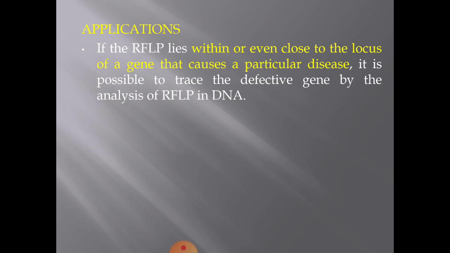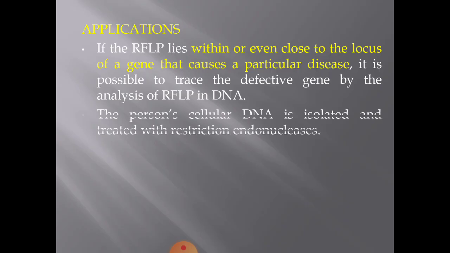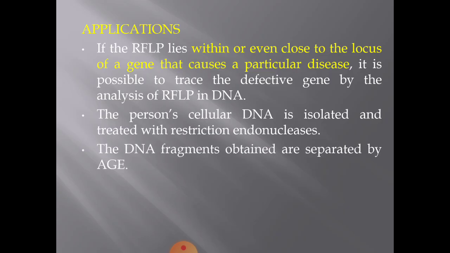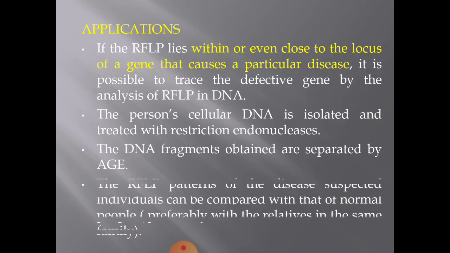Now let us see the applications. If the RFLP, that is restriction fragment length polymorphism, lies within or even close to the locus of a gene that causes a particular disease, it is possible to trace the defective gene by analysis of RFLP in DNA. So what you have to do is, the person's cellular DNA is isolated and treated with restriction endonucleases. Then the obtained DNA fragments are separated by AGE.